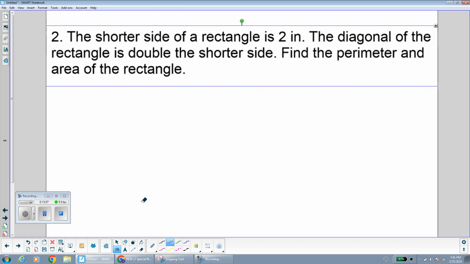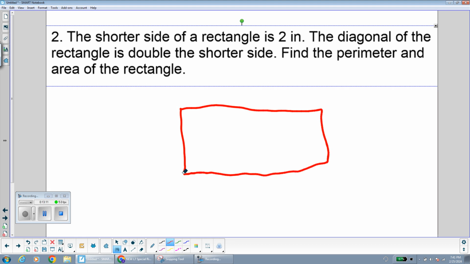Moving on to another example, this time we have a rectangle. And the shorter side of this rectangle is 2 inches. The diagonal of the rectangle is double the shorter side. So if the shorter side is 2 and the diagonal is double it, that means it's going to be 4. Find the perimeter and area of the rectangle.